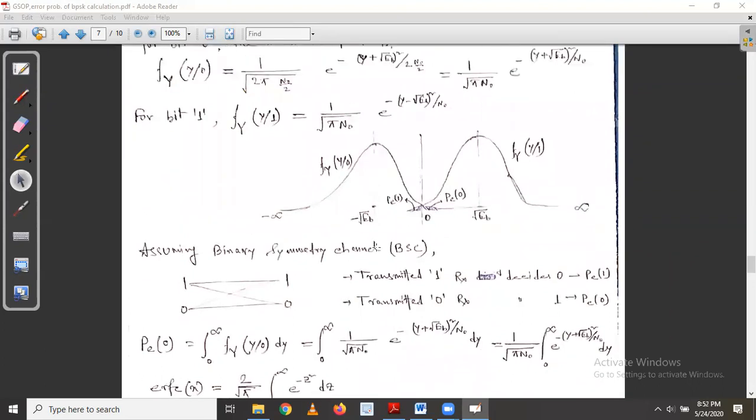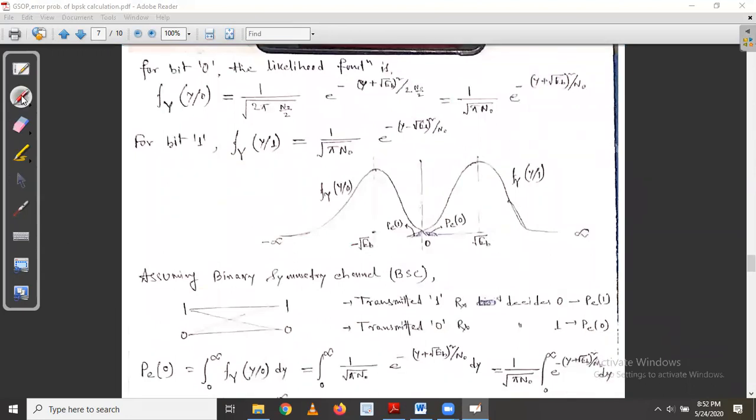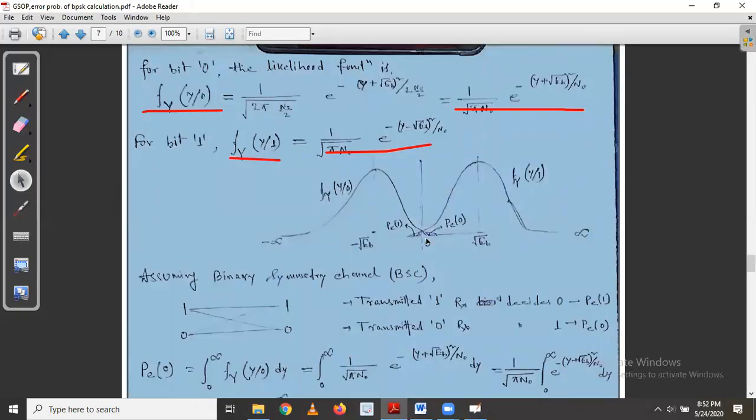Now, if I plot this using some MATLAB coding, this equals to this. So for bit 0, we have this kind of curve. Similarly, for bit 1, we have this kind of curve. So for bit 0, y given 0, for bit 1, y given 1. This is one Gaussian, which I get for the Gaussian random variable when bit 0 is transmitted. This one I get for the Gaussian random variable when bit 1 is transmitted. So this portion is for bit 1, this portion is for bit 0.